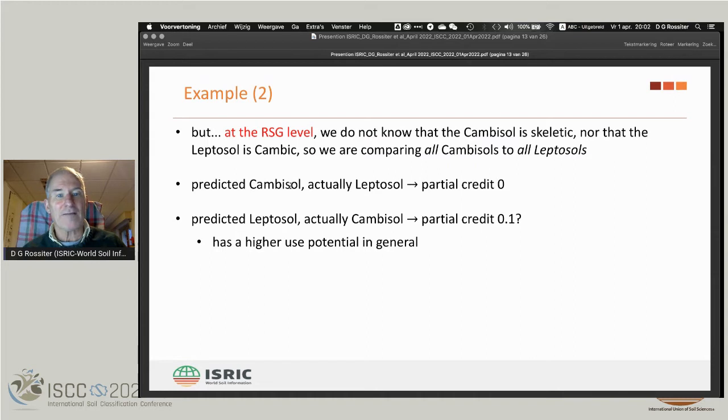If I predict a cambisol and it's actually a leptosol, maybe I give a credit of 0. I say, no. But in the other direction, from a general cambisol to leptosol, I give a small partial credit because that has higher use potential. You can argue about these, but the concept is to ask how close these are. And in the case of the reference soil groups, with a really big group like the cambisols, with so many types of soils in there, just having a cambic horizon, you might not find much that's similar.